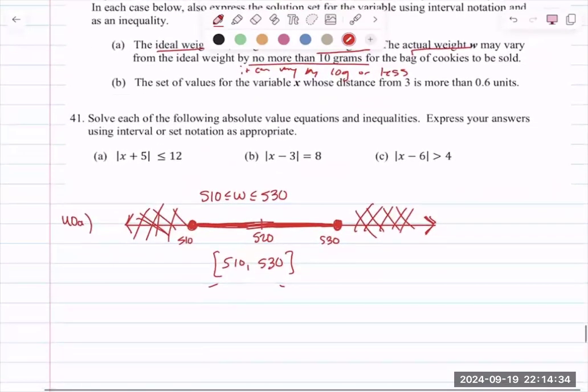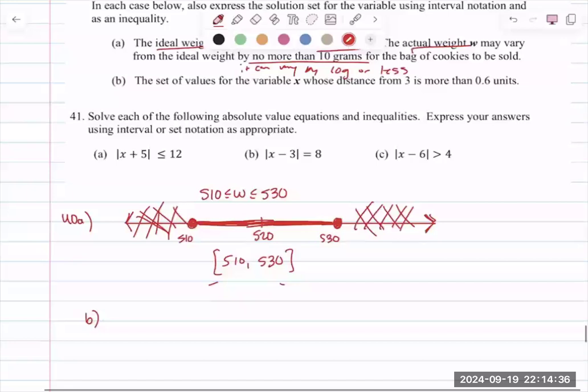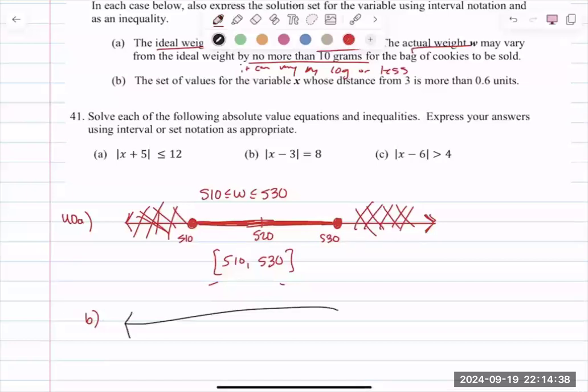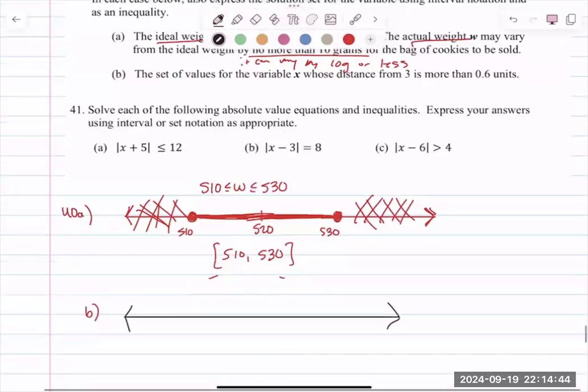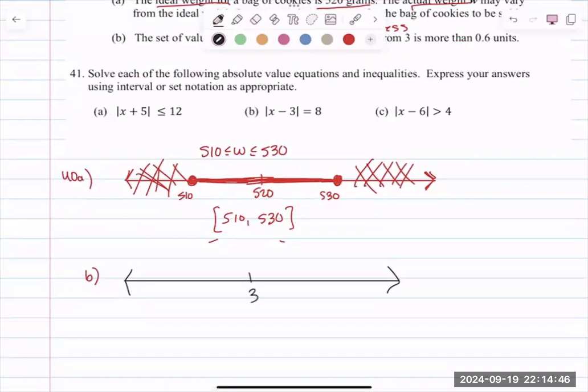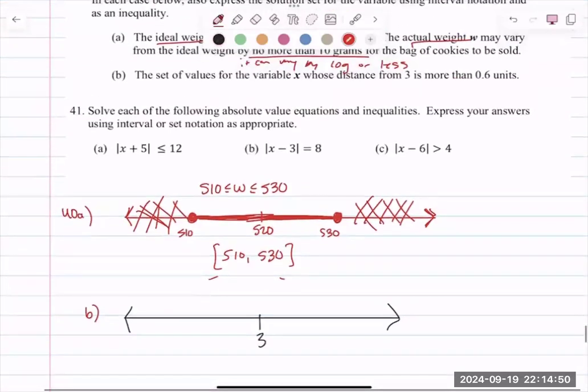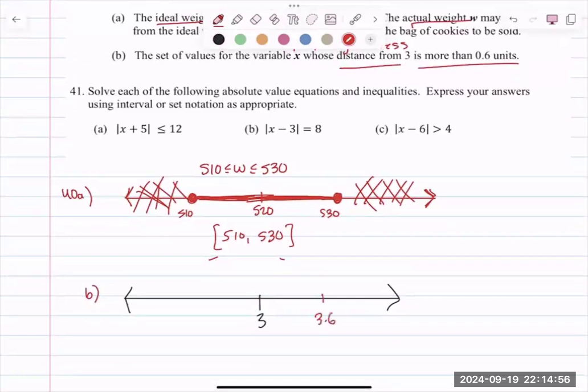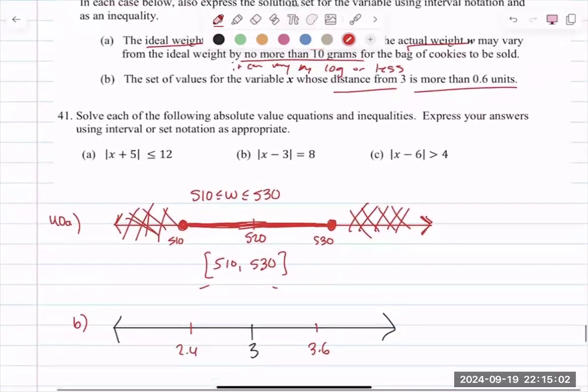Yippee! Moving on to part B, we'll do this in black so it's a little easier to see. The set of values for the variable x whose distance from 3 is more than 0.6 units. So let's put 3 here. So distance from 3 is more than 0.6 units. So I know that 3.6 is here. And 2.4 is here, right? That's also 0.6 units away.